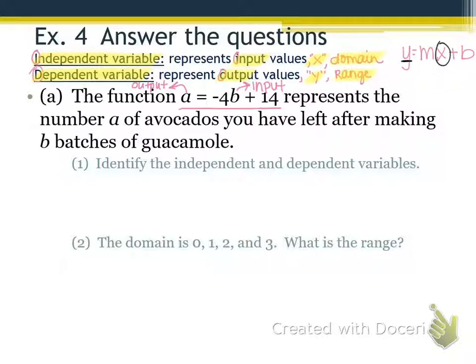So, if they want me to identify the independent and the dependent variables, what would be the independent variable? B, right? Because we just said the B appears to be the input. So we would say B, comma, batches. Okay, we're going to put the variable, but we're also going to put what it represents. And if you read the problem, it says B, batches of guacamole. All right, and then let's talk about the dependent variable. What's the dependent variable?